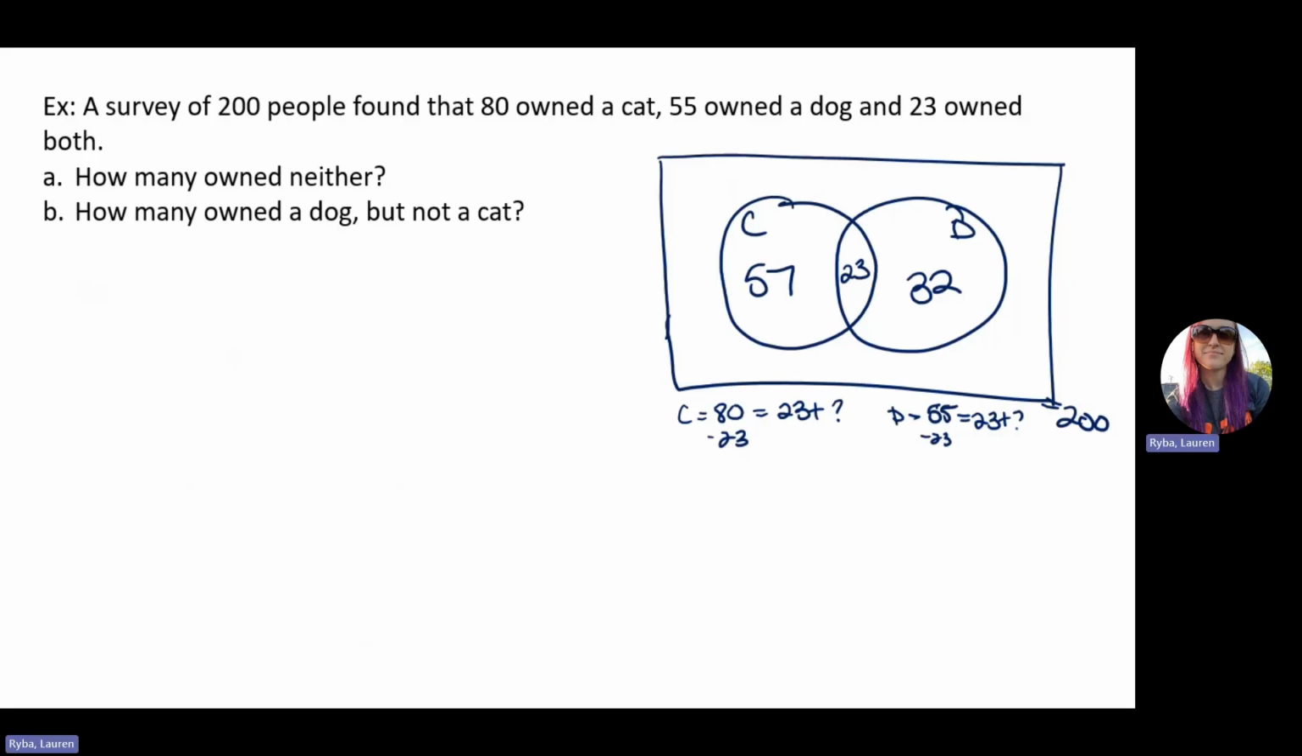Okay. Other thing I could have done on the side here is I could have taken the A union B, just to show you the difference here. 80 plus 55 minus 23 is going to give me 112, and that's in the circles. Right? And if I know I need to have 200 total, I could just take the 200 minus the 112.